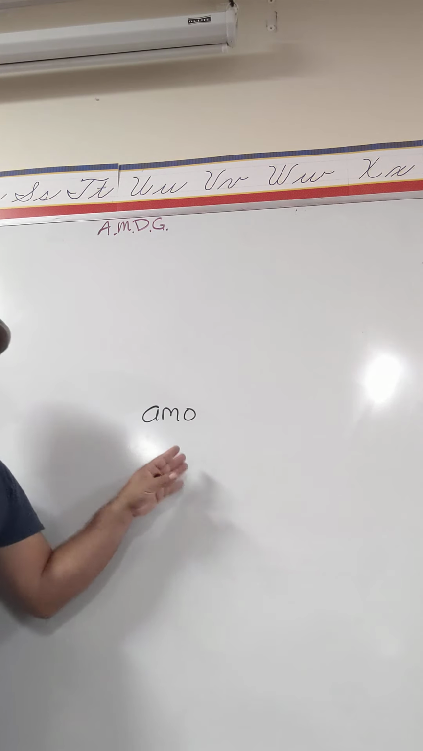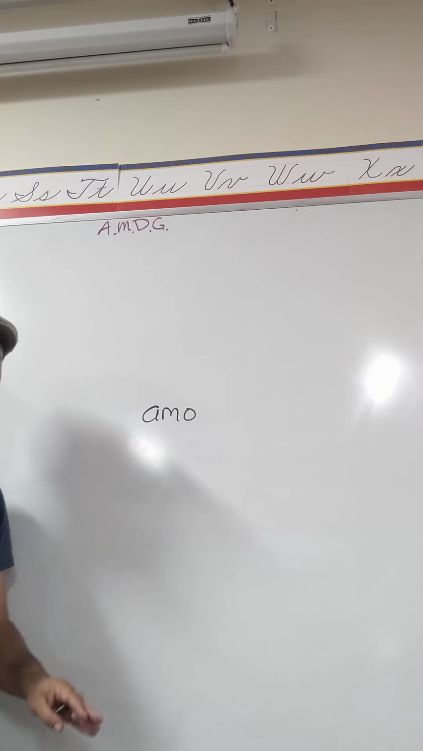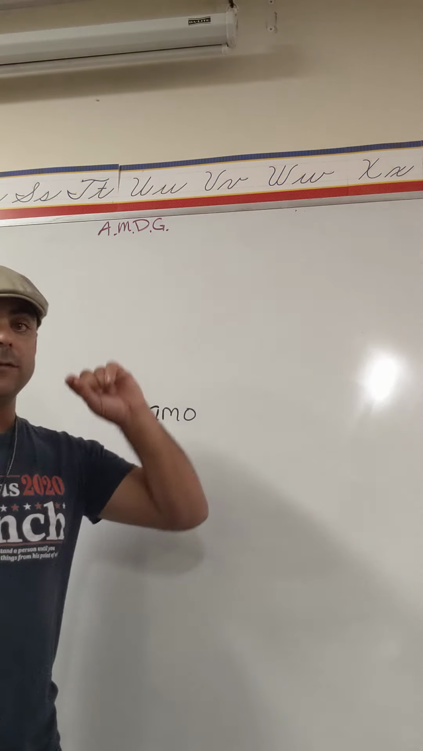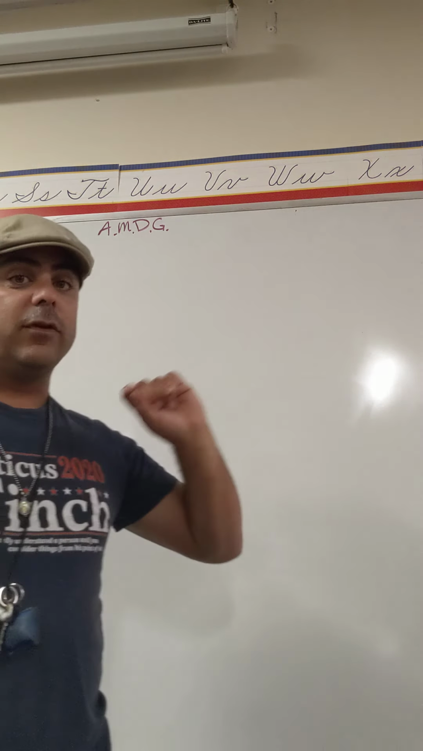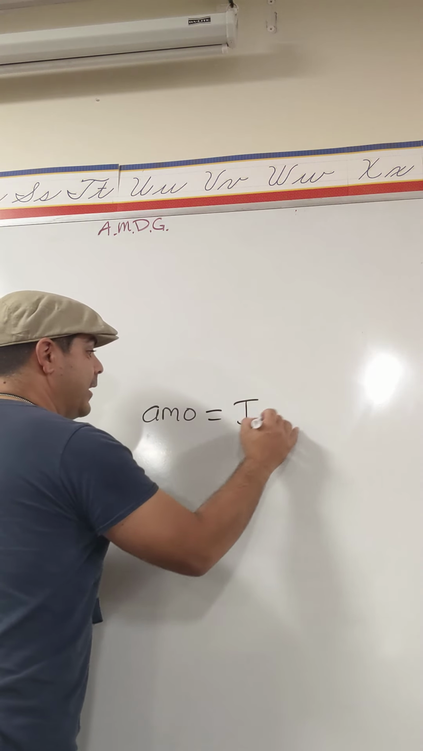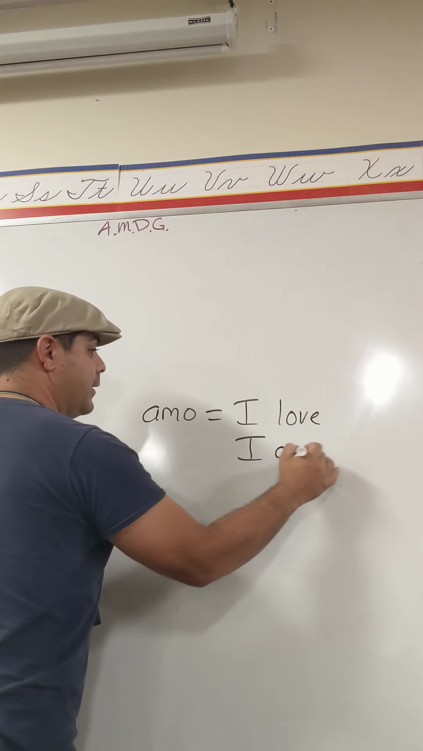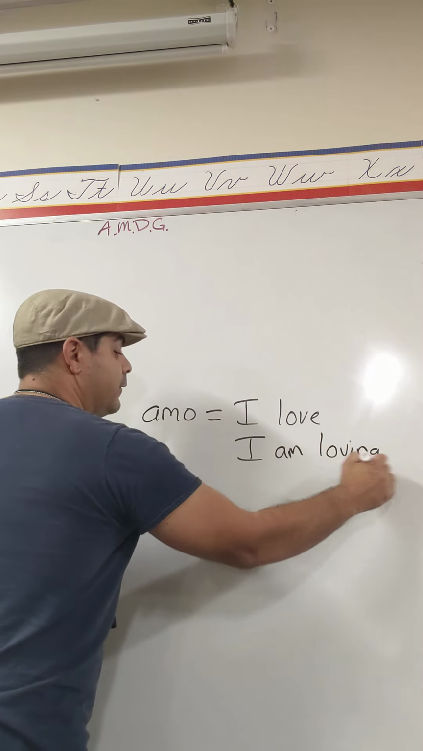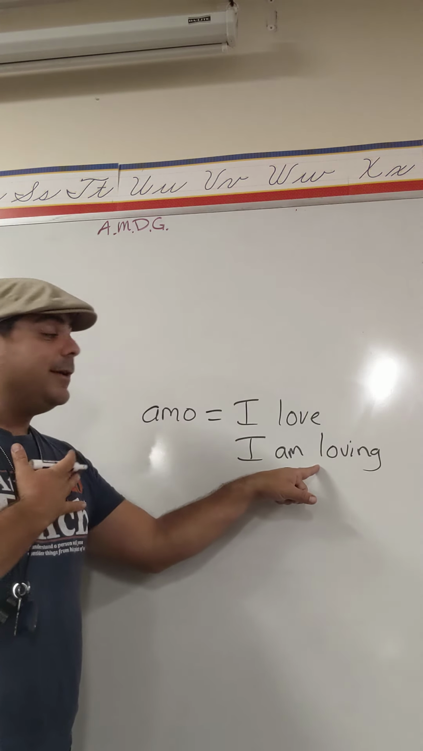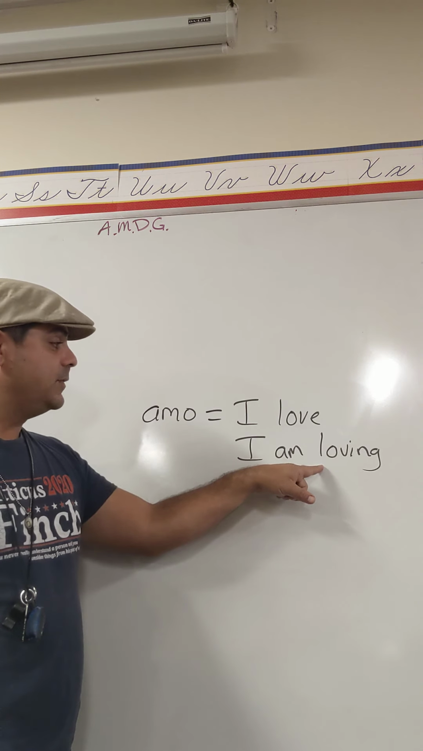And when I say it could be translated 3 different ways, meaning you could put any one of these 3 answers on your test or on your homework, and it would be correct, unless it specifically asks for you to use the emphatic or the present progressive. So amo can be translated as I love, I am loving. Now understand, this is not I am loving as a descriptor, meaning I'm so loving. That would be a different one. That would be used as an adjective.